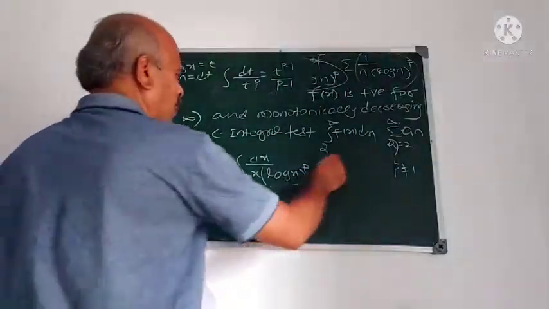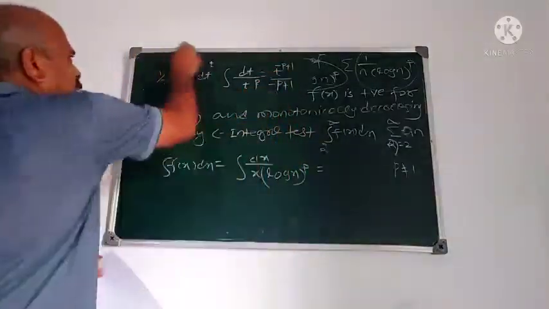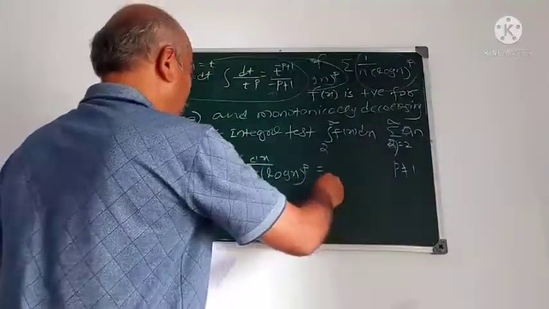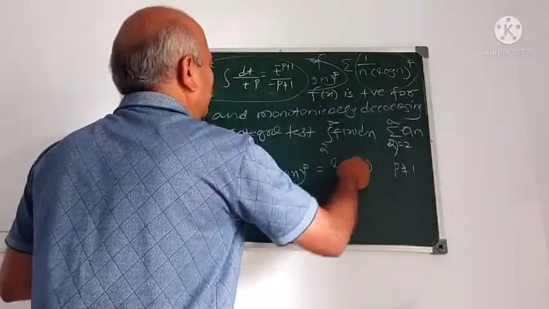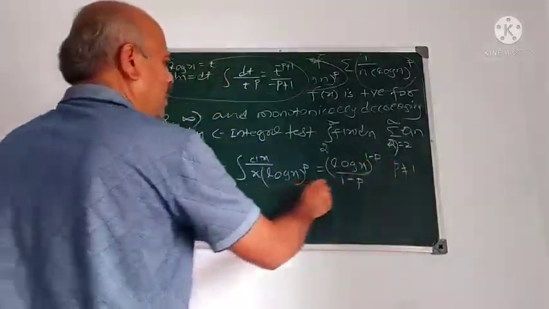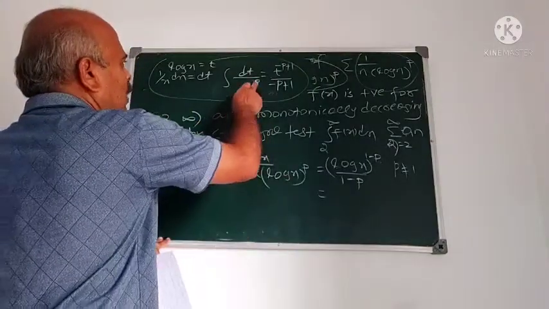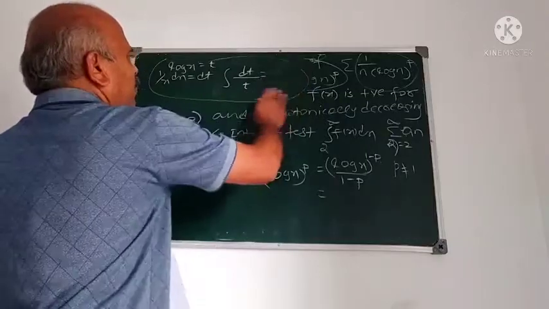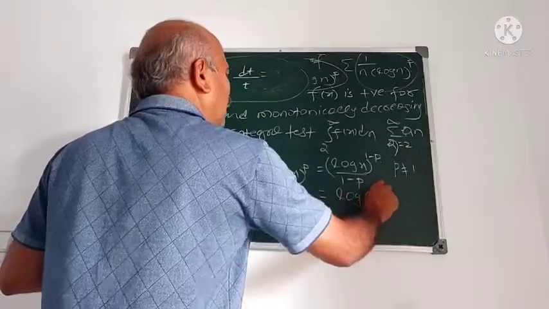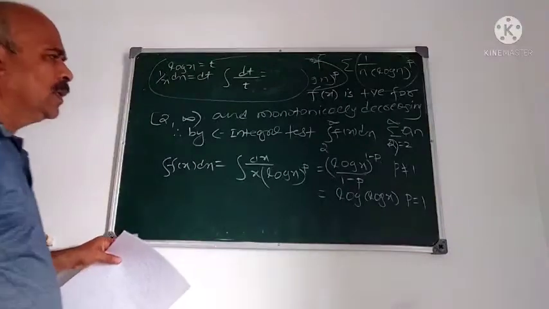I think you followed this one. Integration by substitution here. It is therefore (log x) raised to 1 minus p upon 1 minus p, for p not equal to 1. Suppose p is equal to 1, then what happens? When p is equal to 1, it becomes dt by t. Same substitution, the integral of dt by t is log t, that is, log of log x when p is equal to 1. So two cases are there.